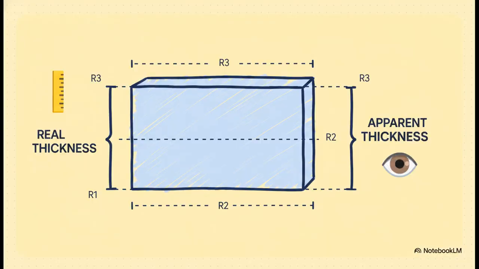Here's the logic. The real, actual thickness of the slab is just the distance from its top surface, which was R3, all the way down to the bottom mark, which was R1. So R3 minus R1. Makes sense. Now, the apparent thickness is the distance from that same top surface, R3, down to where the mark appeared to be, which was R2. So R3 minus R2. See? These simple subtractions give us the exact values we need for our ratio.